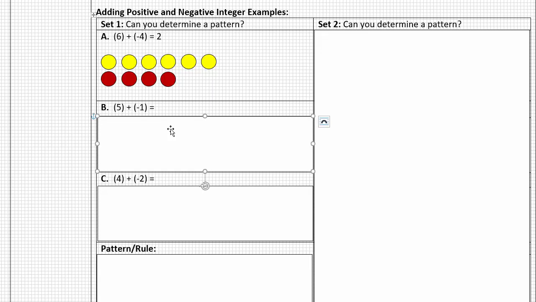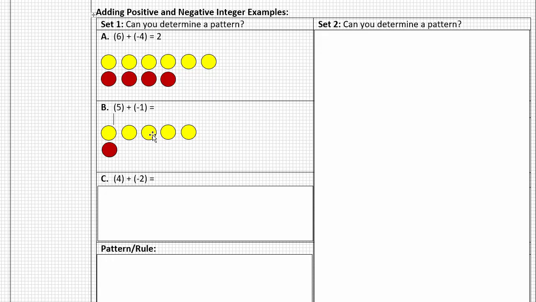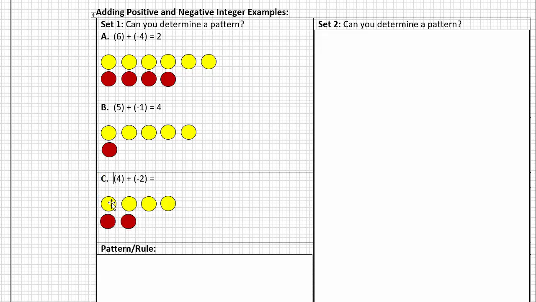For B, 5 plus negative 1, I would expect to see 5 positive chips and 1 negative chip, canceling out this first zero pair, and noticing that you have 4 positive left. So 5 plus negative 1 is 4. For our third problem in this set, 4 plus negative 2, we'd have 4 positive chips and 2 negative chips, canceling out to zero pairs, leaving us with 2 positives. So 4 plus negative 2 equals 2.